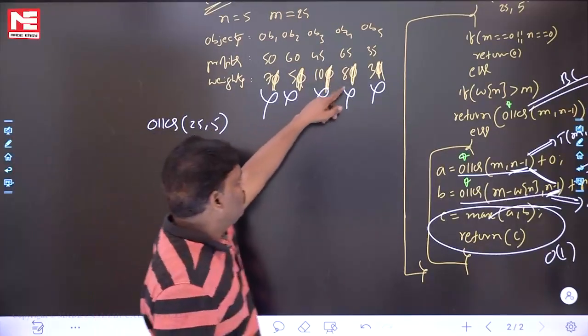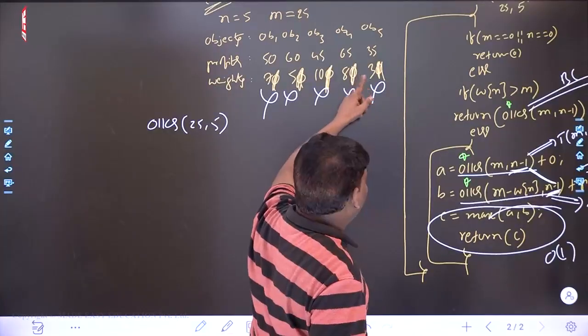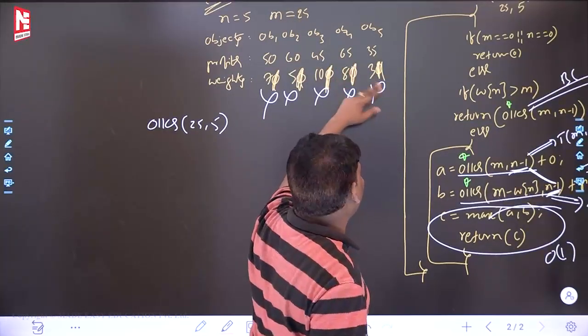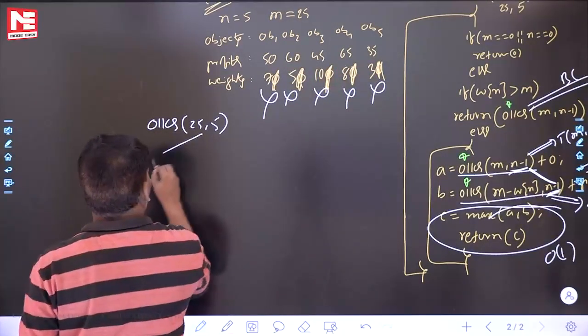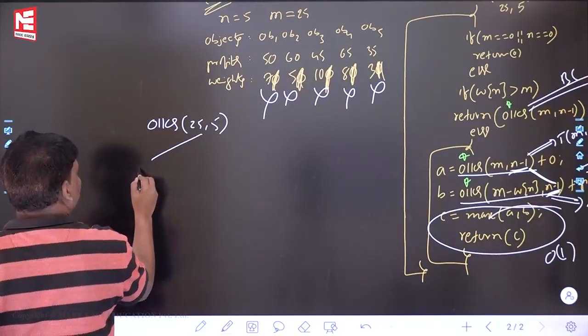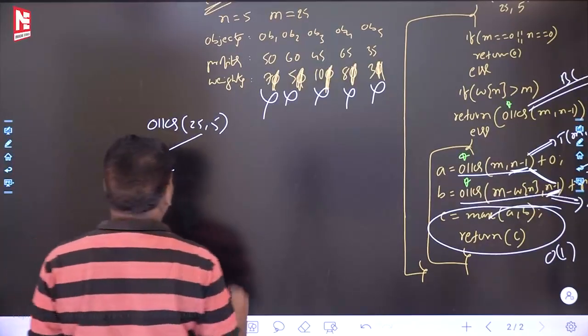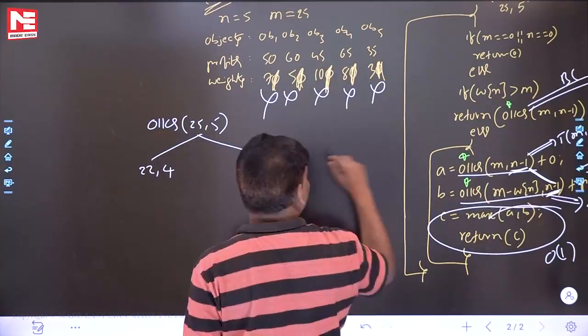Fifth object. Can I take the fifth object? Yes, but I have two choices: you may take it, or you may not take it. If you take it from the m, 3 will be deleted. So what is the answer? 22, right? But the objects are now 4. Previously 5 objects, now 4.